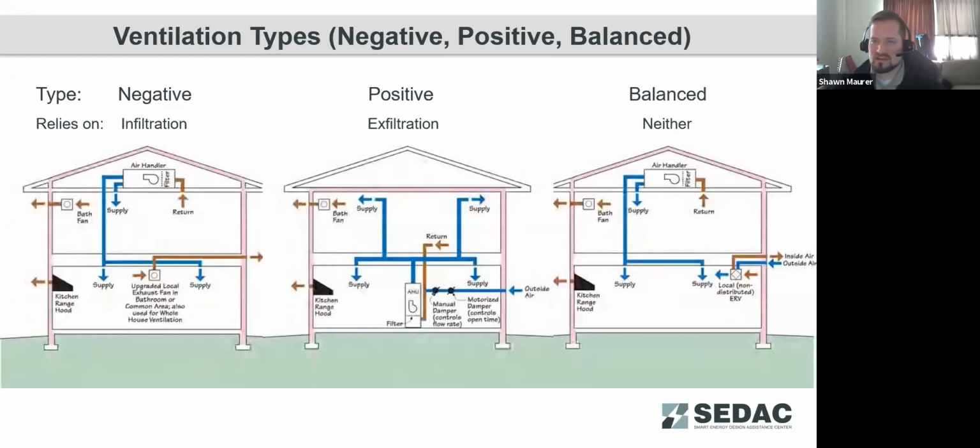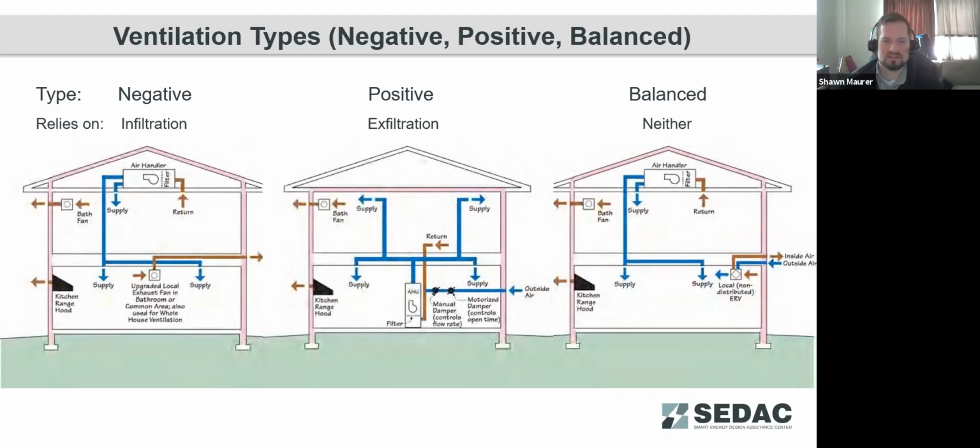Something else important to document is the ventilation strategy for your house and the control of that ventilation system. There are three different types of ventilation strategies for residential homes. Probably the most common is a negative pressure ventilation strategy, where you've got a centrally located exhaust fan. Usually it's in a central hallway or a central restroom in the home that has a continuously running exhaust fan. That depressurizes the house and draws in outside air through leaks in the envelope.